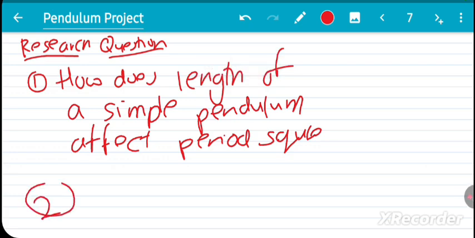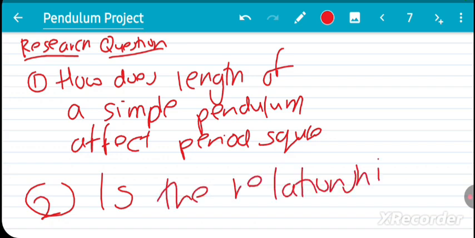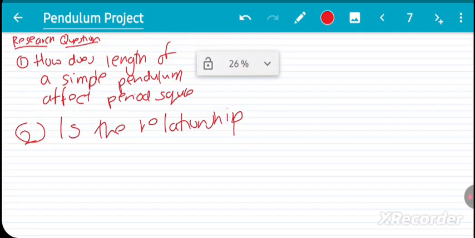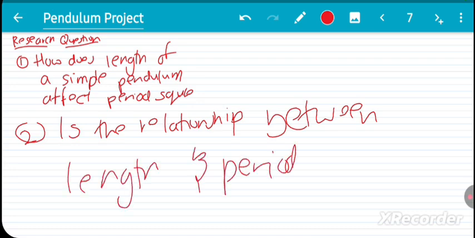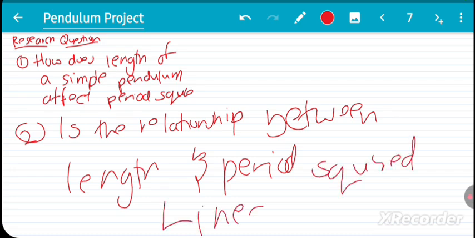restating that. Number 2, we're going to ask, is the relationship between length and period squared linear? The physics says so, the math says so, but this is what we want to find out using research in the lab. So that makes up the portion under research question.